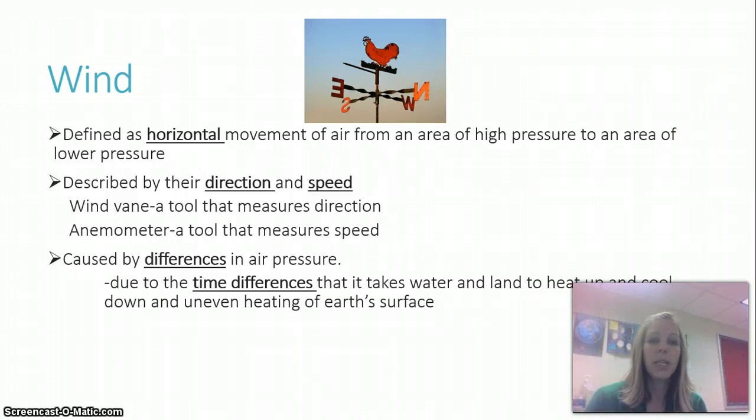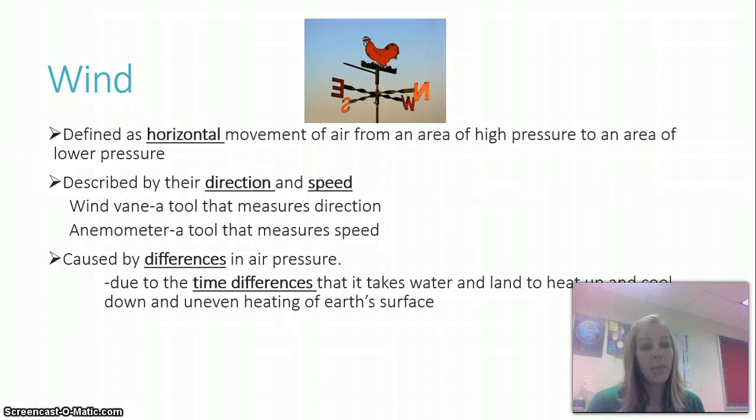So wind can be measured in 2 ways, or described in 2 ways. One is direction and one is speed. A tool called a wind vane. You guys are familiar with it. Here's a picture of one that some of you may have seen before. A natural wind vane, one more that you might see out and around the town, would be a flag. It is just a tool that shows the direction that the wind is blowing from and to.